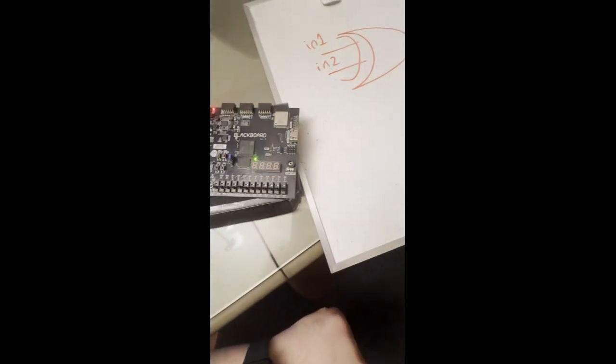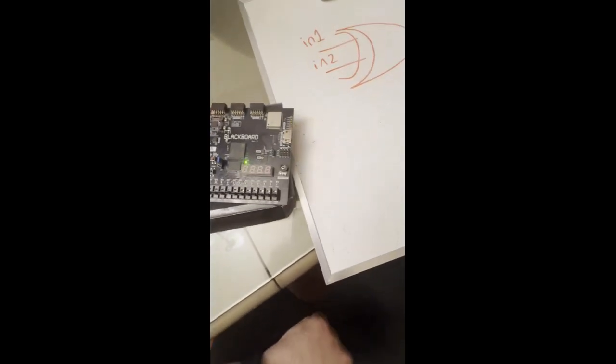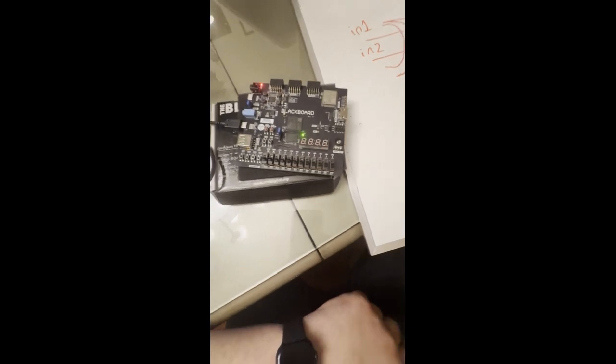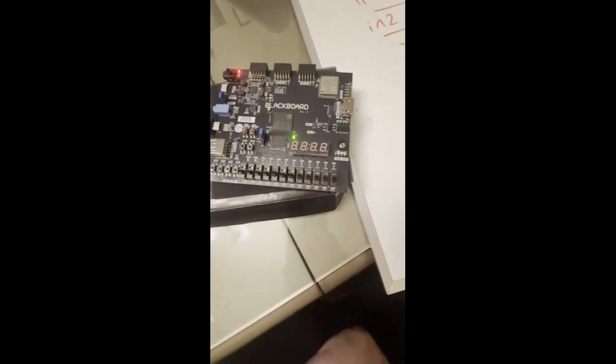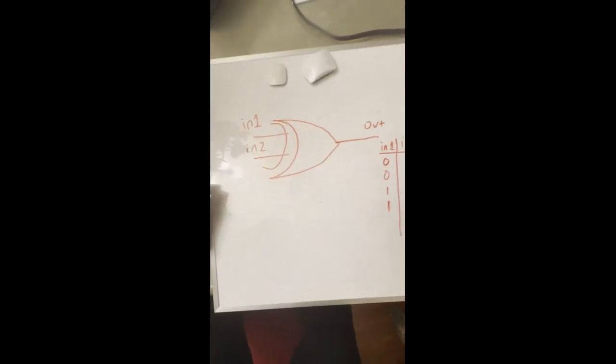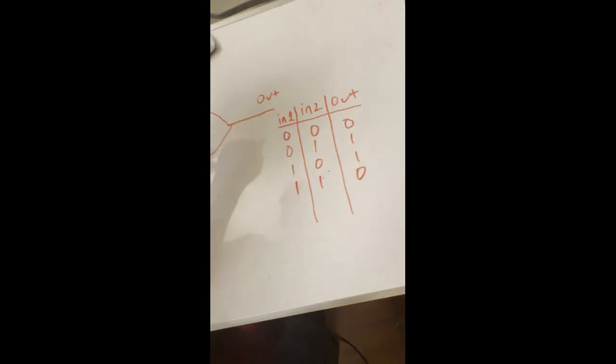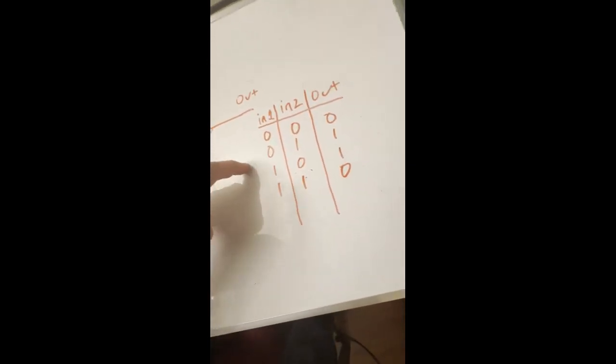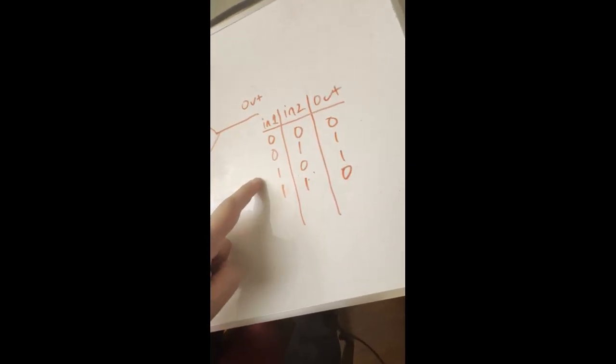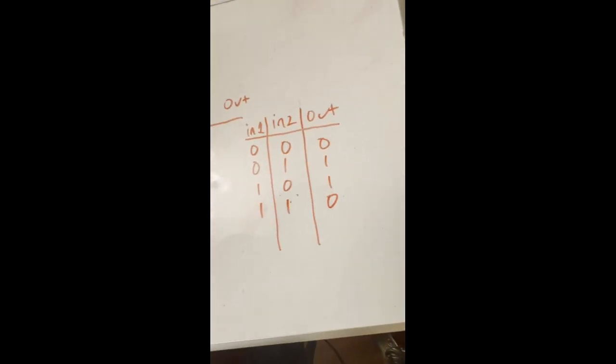Here is a demonstration for Lab 1, where we will be testing an exclusive OR gate on an FPGA. Over here we have an exclusive OR gate, and here are the 4 test cases we will be doing, which are 0, 0, 0, 1, 1, 0, and 1, 1. And over here we can see the outputs.